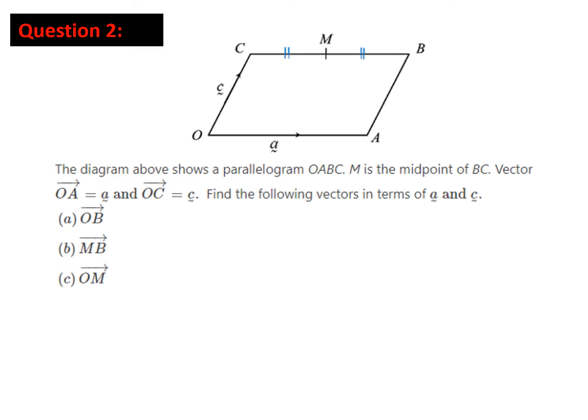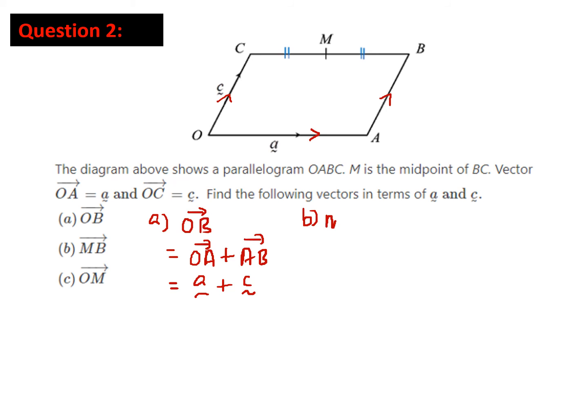Question number 2. The diagram above shows a parallelogram OABC. M is the midpoint of BC, vector OA is vector A, and vector OC is vector C. Find the following vectors in terms of vector A and vector C. A. Vector OB. Vector OB can be obtained by using the triangle law, which is equal to vector OA plus vector AB, where OA is vector A and vector AB is parallel to vector OC, which is vector C.